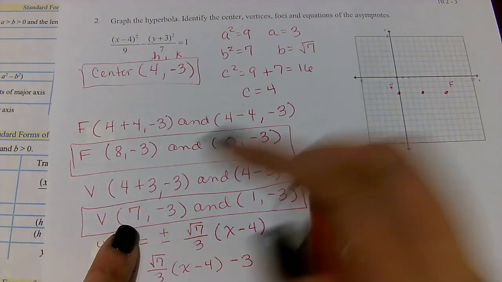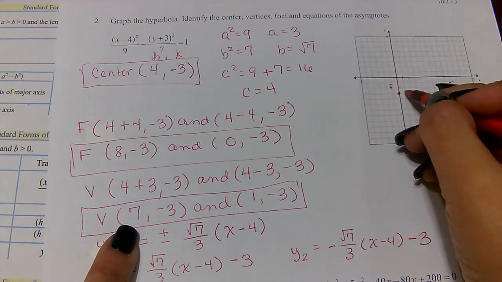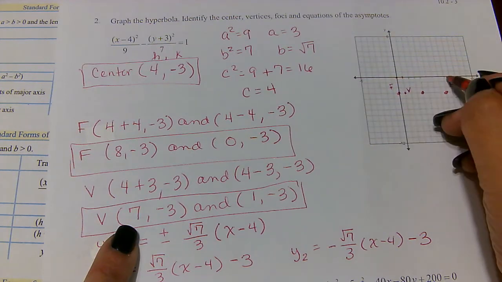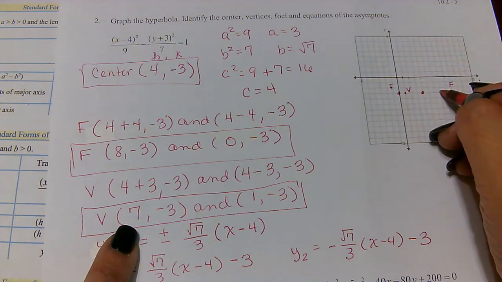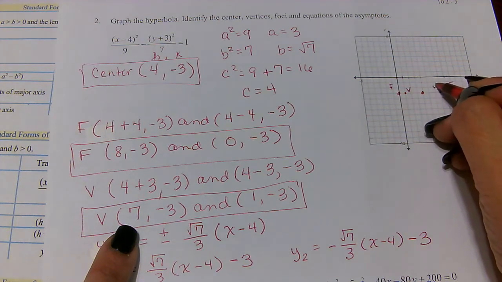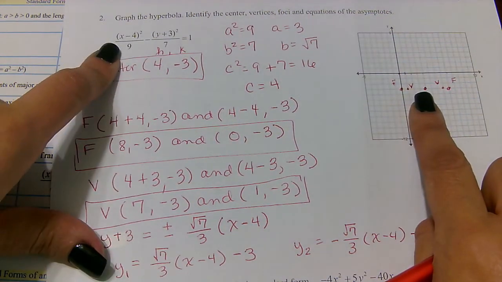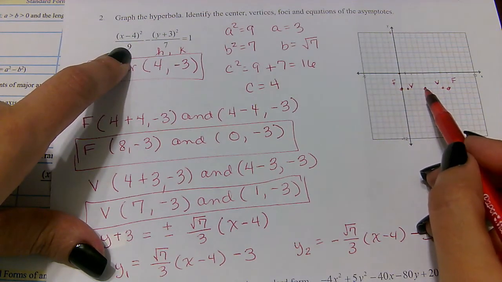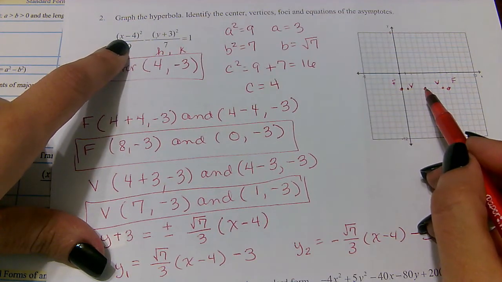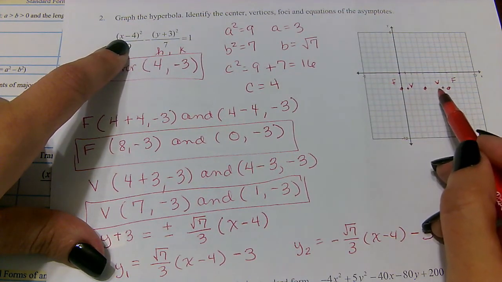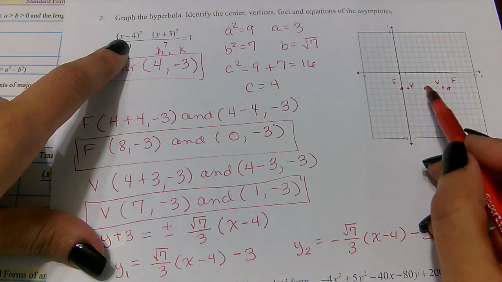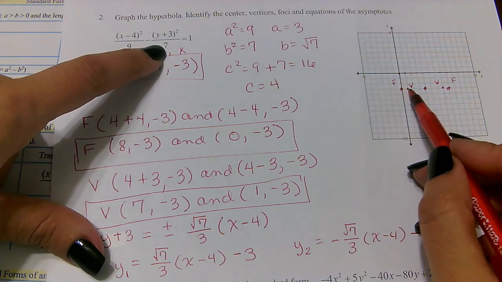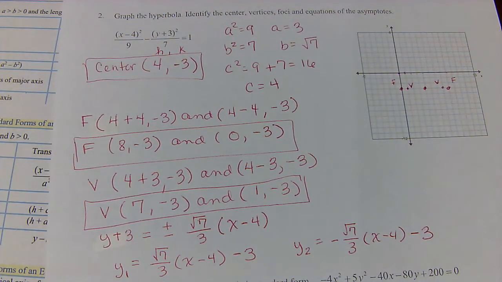Our vertices will be at (1, -3), right here. I'm going to label that V, and (7, -3), which is here. So here's my V. If we wanted to look at this equation, we always start in the center, and remember we're taking the square root of 9, which is 3. That's going to be going in the x direction. So if I go from here, I can go 1, 2, 3. There's my vertex. 1, 2, 3 going back, there's my other vertex. I don't know what the square root of 7 is exactly, and we just need that for approximation.